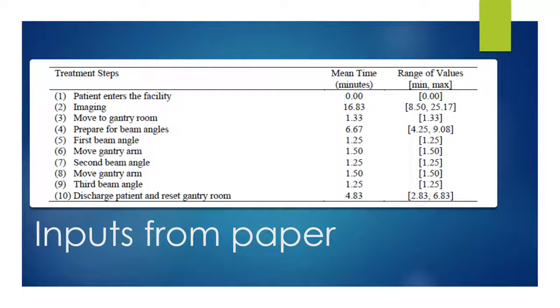The research done for the article that I'm simulating gives mean times and ranges of mins and maxes, which I have represented for each part of the model that I'm about to show. It's important to note that 4 through 10 on here are all done in the gantry room. So I've actually got several servers in one specific room based on how many beam angles are going to be given. There's either 1, 2, or 3, and those will be different times for both the gantry room and for the cyclotron itself.